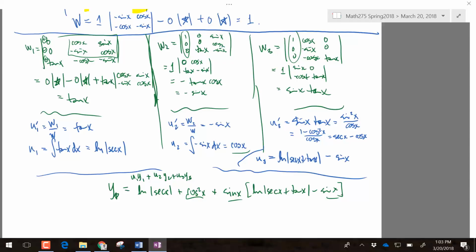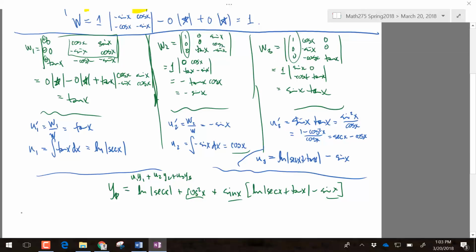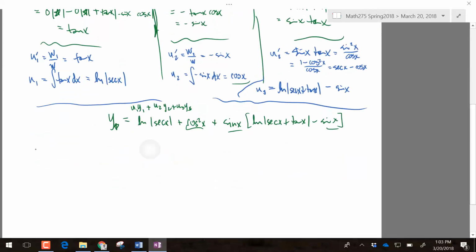So our general solution would just be the solution to the homogeneous part plus this particular solution that we found. So it'll be 1 times C1 plus C2 times cosine x plus C3 times sine x plus all the rest of the stuff here.